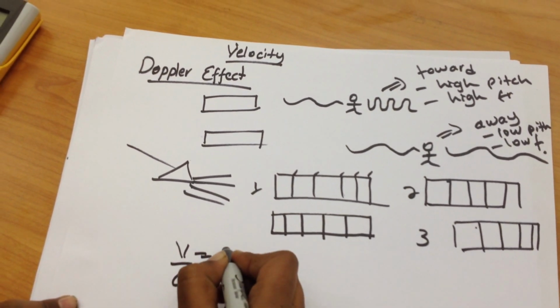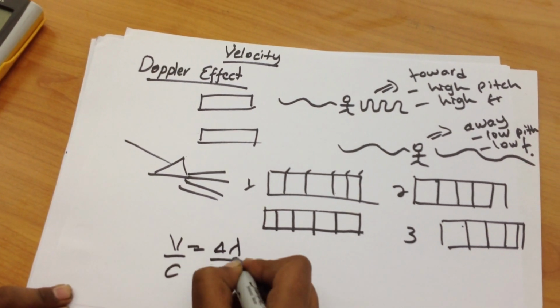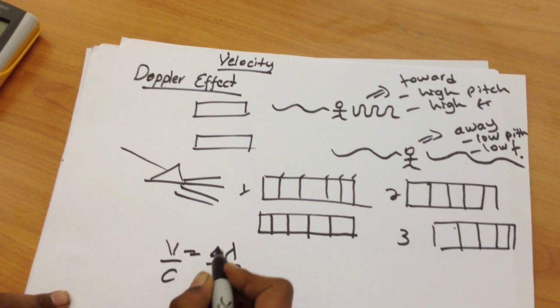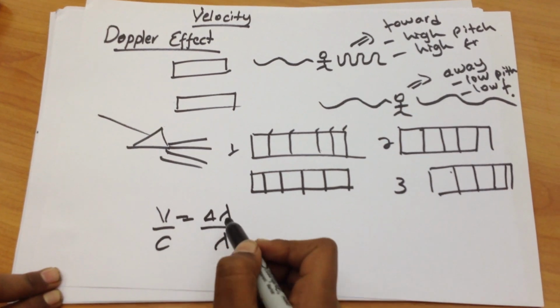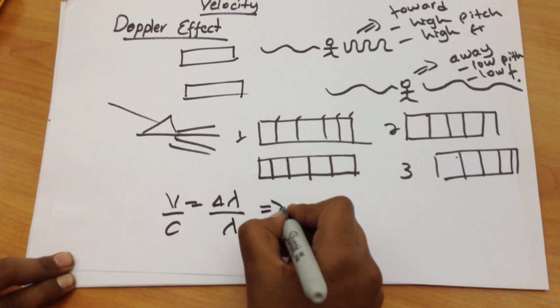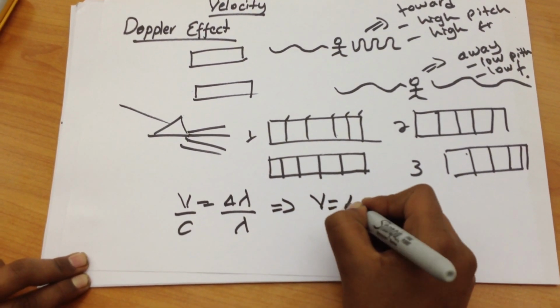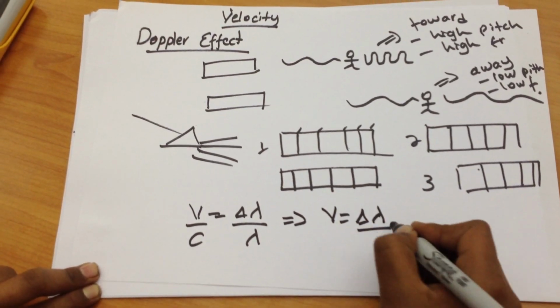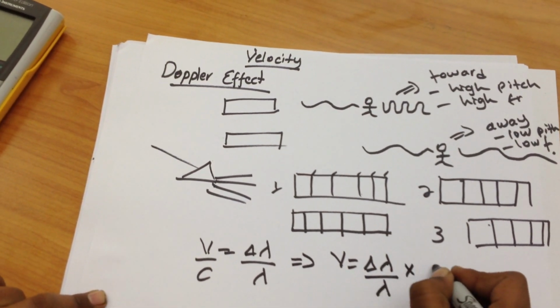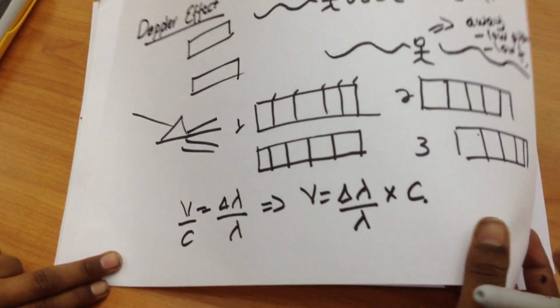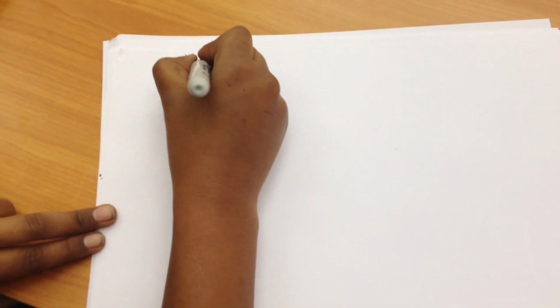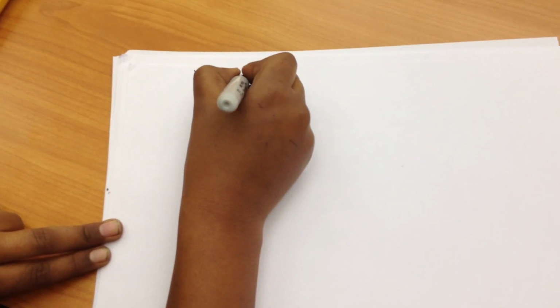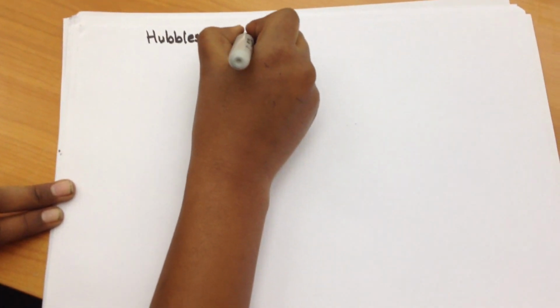According to Doppler's law, velocity over the speed of light is equal to the difference in wavelengths over the wavelength. So we can rephrase this: velocity is equal to the difference in wavelengths over the wavelength, times the speed of light. Hubble's constant. Hubble was the one who came up with this formula.